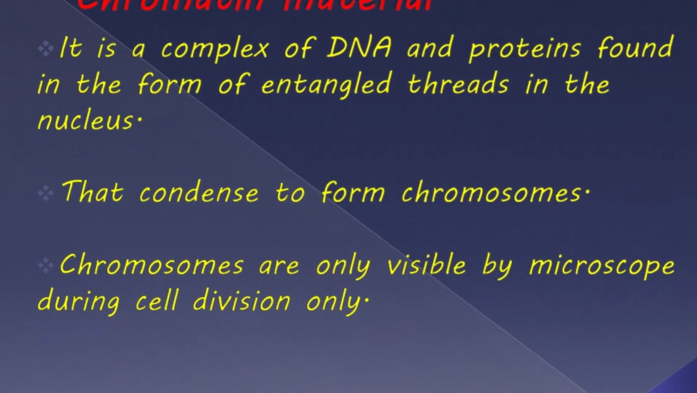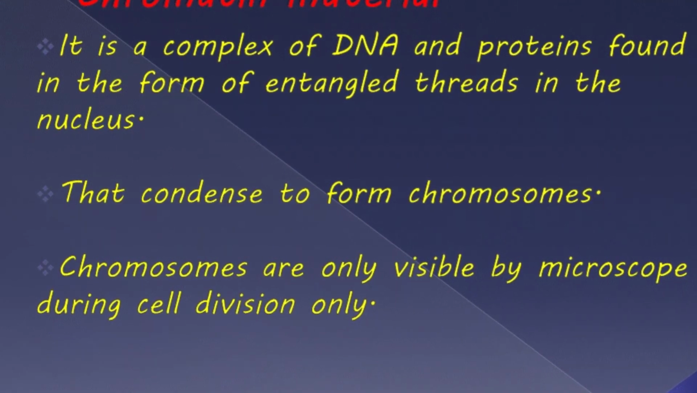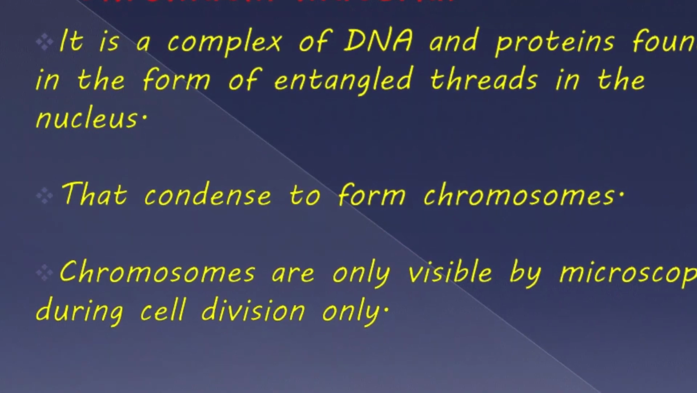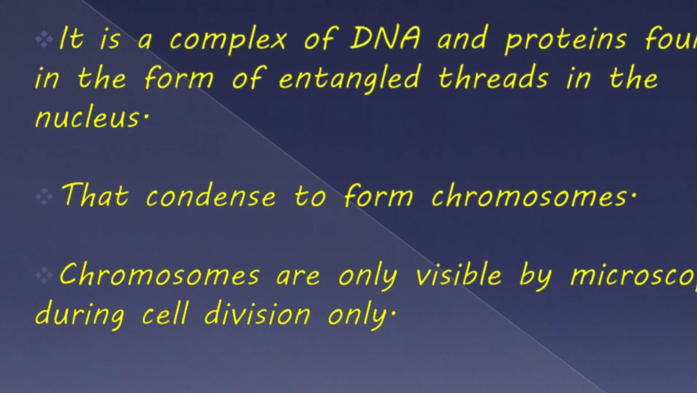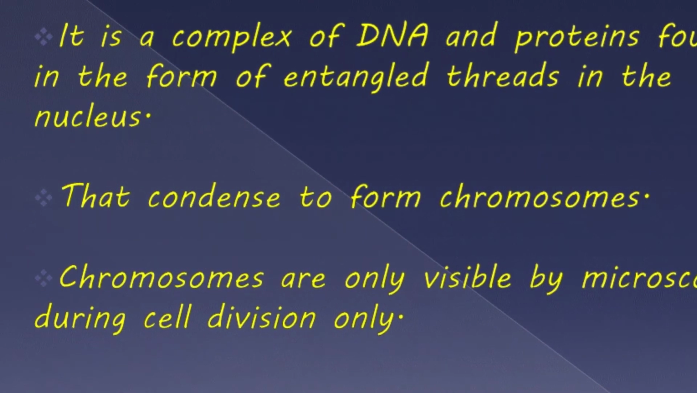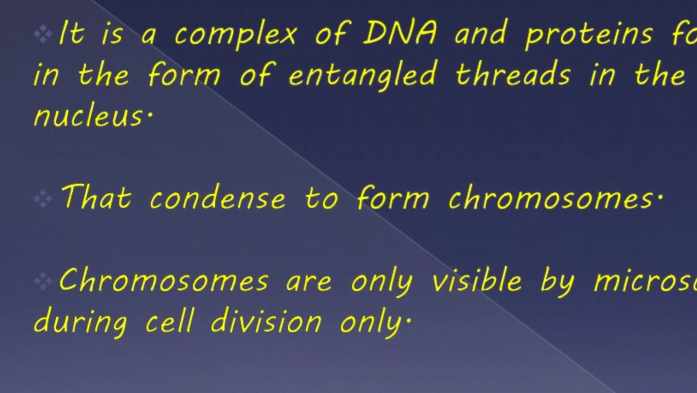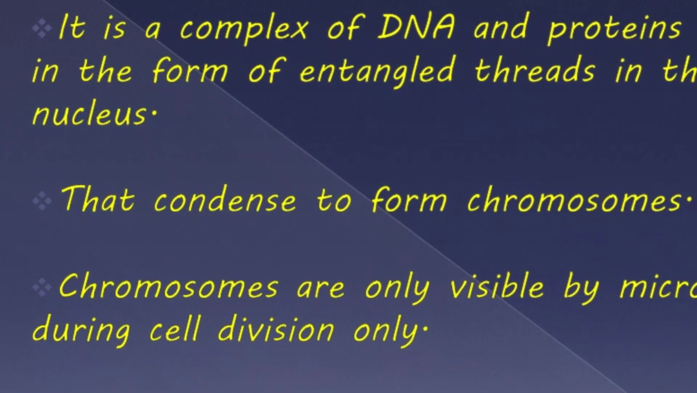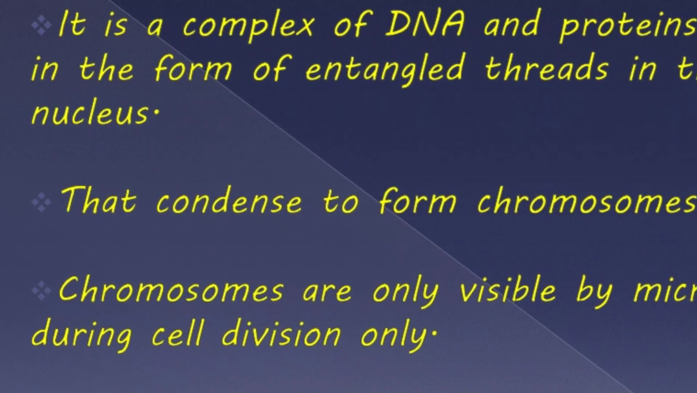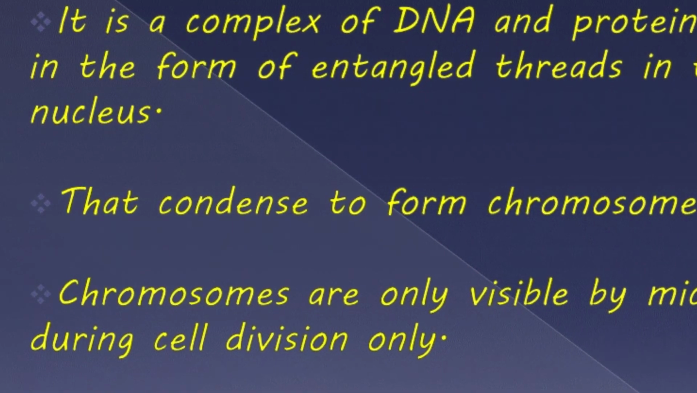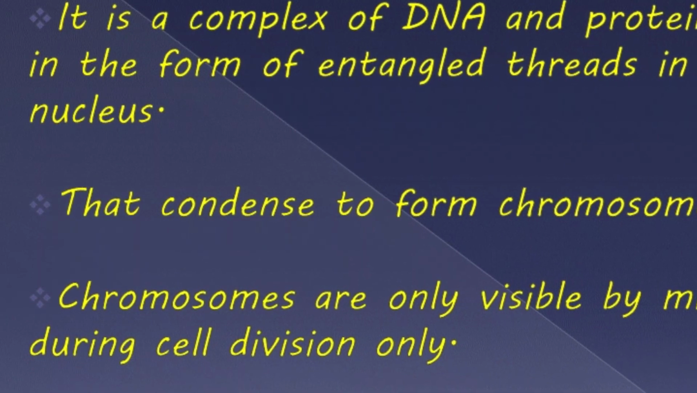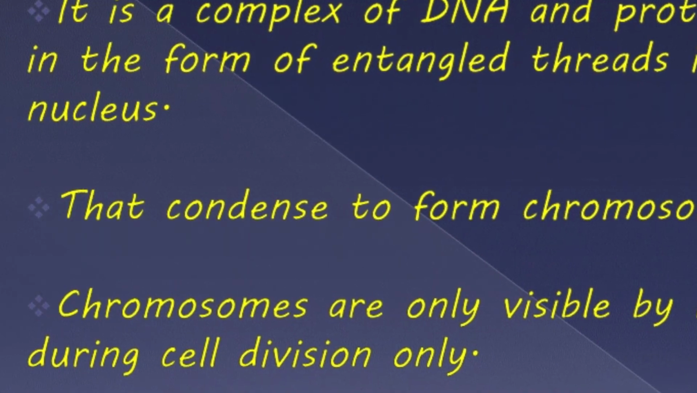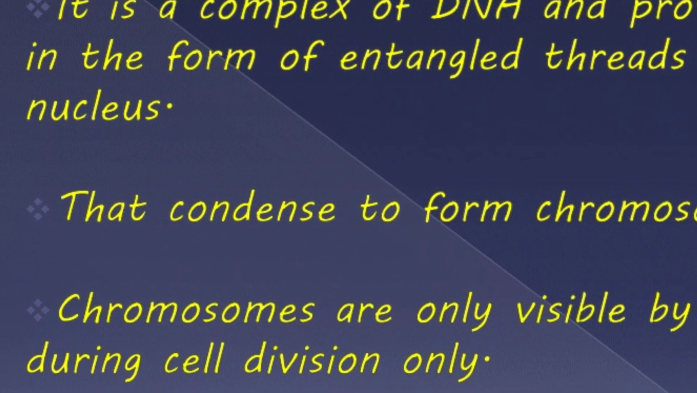Now, chromatin material. Chromatin material is a complex made up of DNA and proteins. It is found in an entangled thread-like fashion in the nucleus, and condenses to form the chromosomes. So many thread-like structures are present in the nucleus. When the cell is just going to begin its cell division, it will convert into individual chromosomes. This is called condensation. So chromosomes, which are made up of DNA, are only visible during cell division. Otherwise, we'll see only a mass of threads.